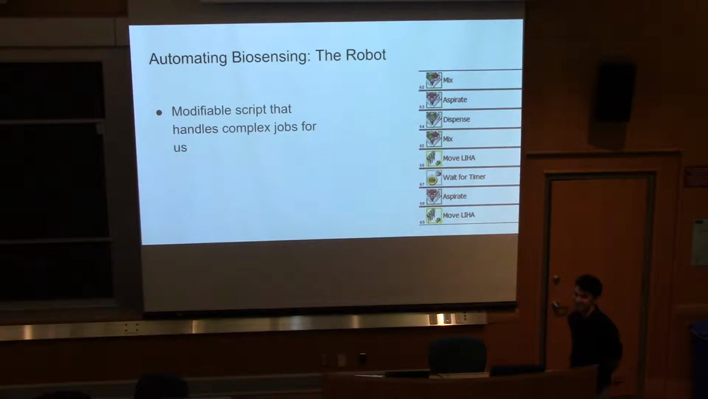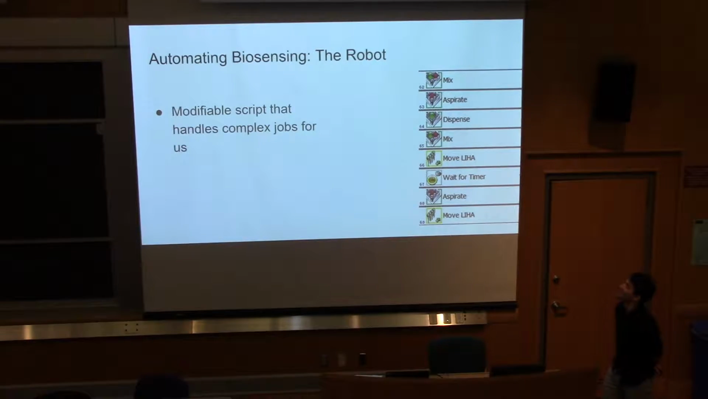I don't want to break it down. So we have a modifiable script, and it handles complex jobs for us. This is a brief segment of that. You can see it's instructing the pipetting machine to mix solution in the wells, to take it out, then dispense it somewhere else, mix again. Then we move the liquid handling arm, wait for a timer, etc.